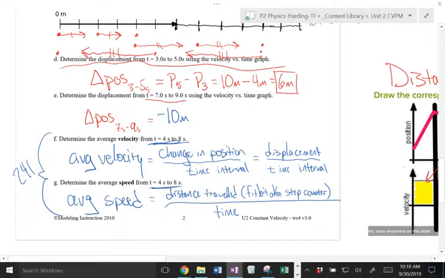All right. So in the pair deck, answer what is your average velocity from 4 to 8 and what is your average speed from 4 to 8 seconds. All right. I'm going to go get some stuff.